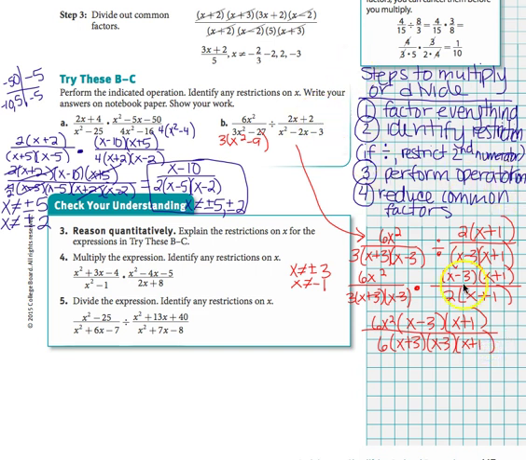Then I'm going to reduce my common factors. The 6 and the 6 cancel. The x minus 3's cancel. And the x plus 1's cancel. So I simply end up with x squared over x plus 3, where x cannot equal both positive and negative 3 and negative 1.